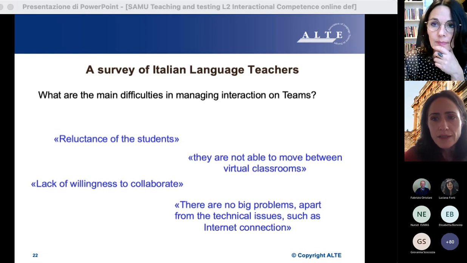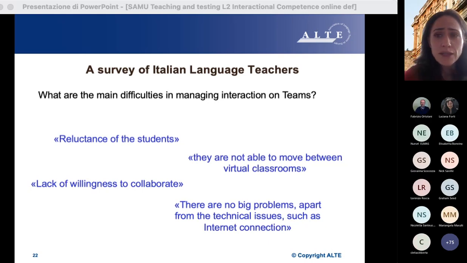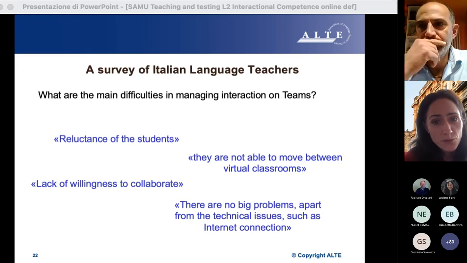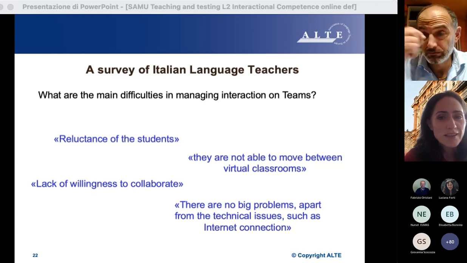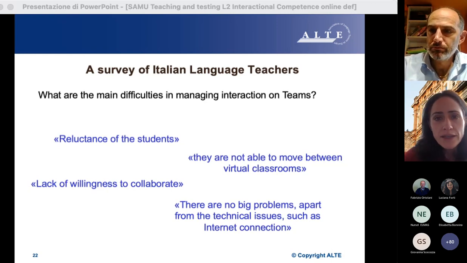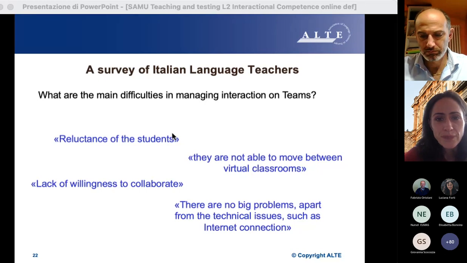In synchronous lessons, various teachers pointed out some negative aspects depending on technological factors such as connection problems with the audio, webcams disabled by the students, and students' incompetence to use the tool. So, for example, they are not able to move between classrooms. In addition to technical problems, the reluctance of students and the lack of willingness to collaborate are noticed.